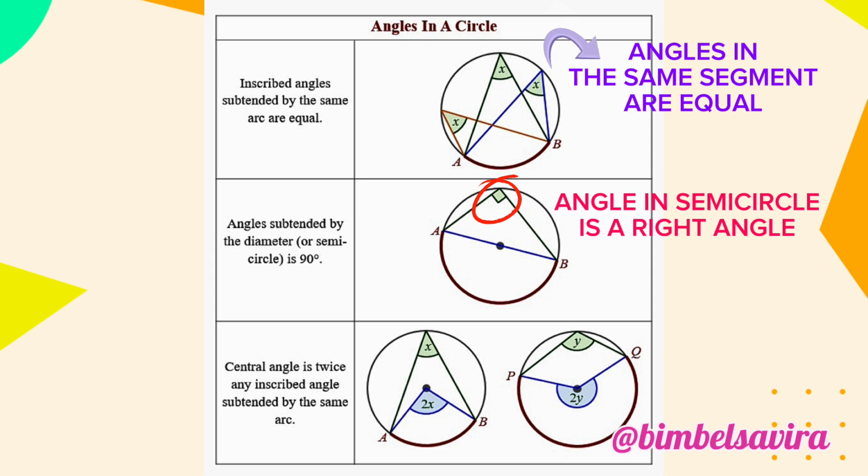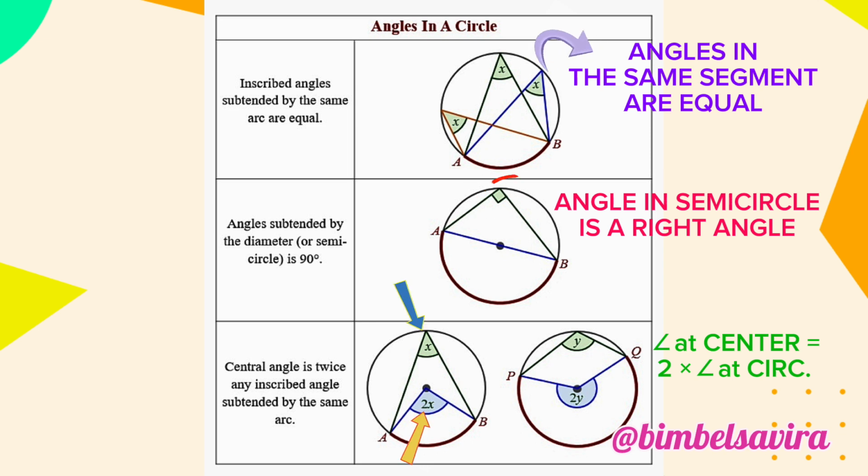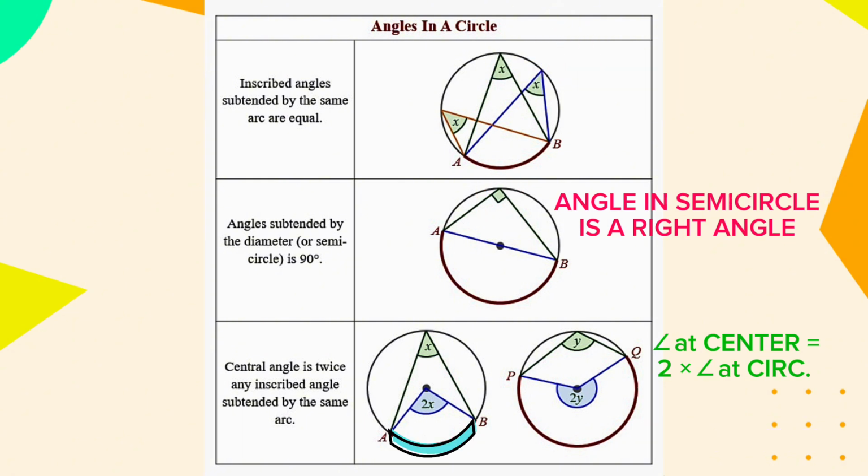is a right angle. For the next rule, we have angle at center is equal to 2 times angle at circumference. Or, in other words, you may say angle at circumference is half of angle at center when they both subtended by the same arc.